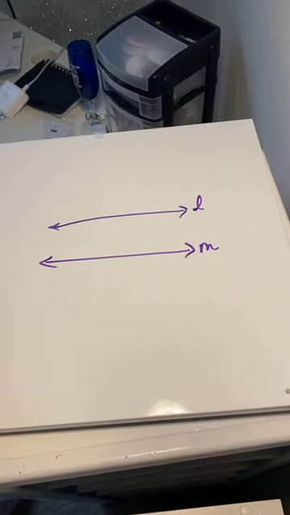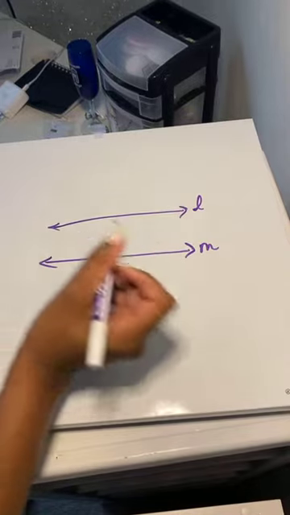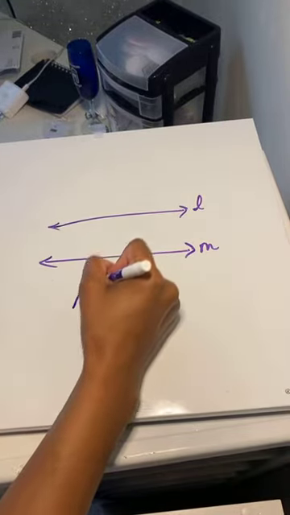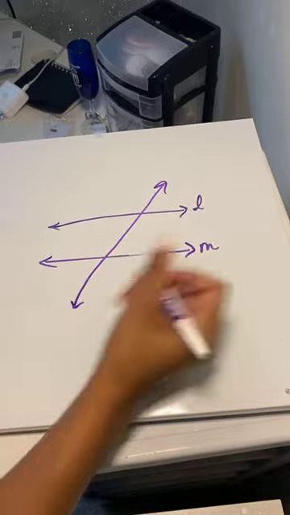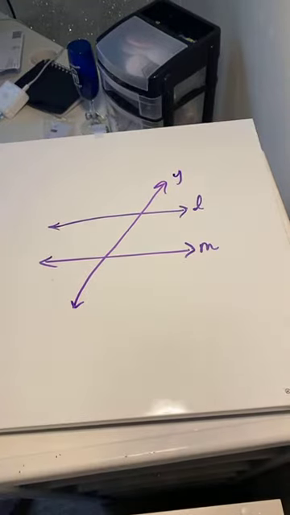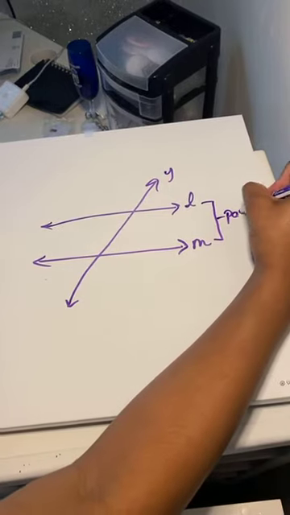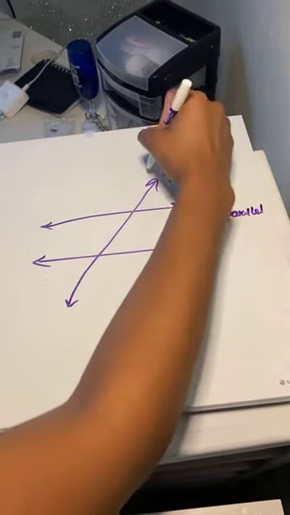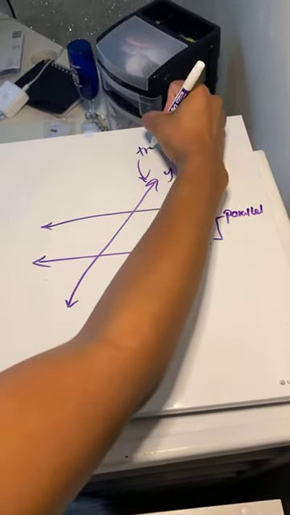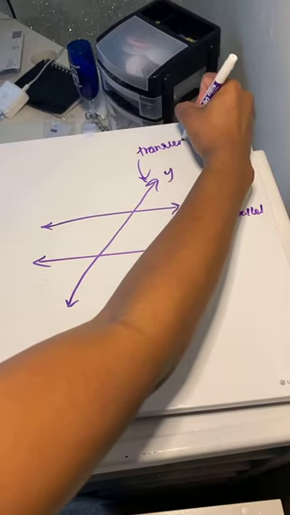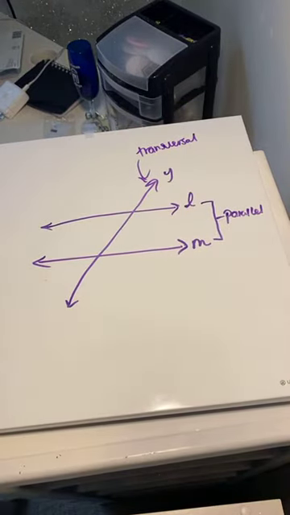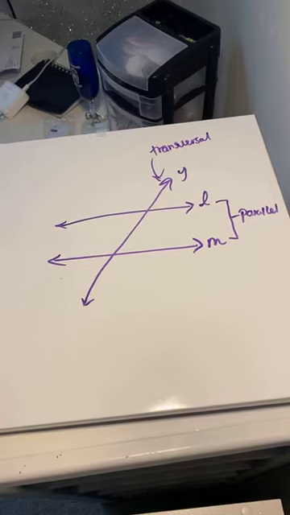And these 2 lines are cut. The way you say it is they're cut by a transversal. So you got a line that goes through both of them. And I'm going to call that line Y. So these 2 are parallel. And this one is called the transversal. Y'all with me?